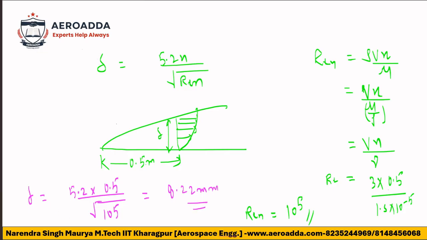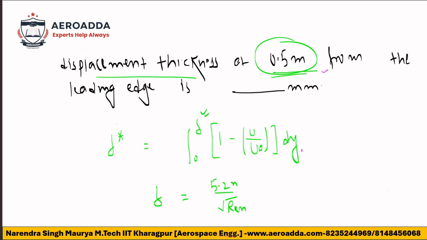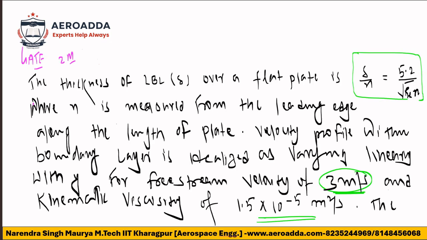Now delta you have. What you have to do? See, to calculate the displacement thickness, you have to integrate from 0 to delta, 1 minus u by u infinity. So this u by u infinity is the main thing you have to calculate. So what is the function? See what they have said in the problem. You read nicely what they have said.